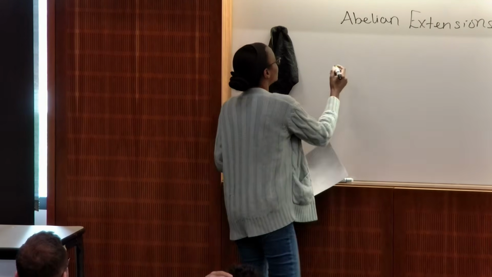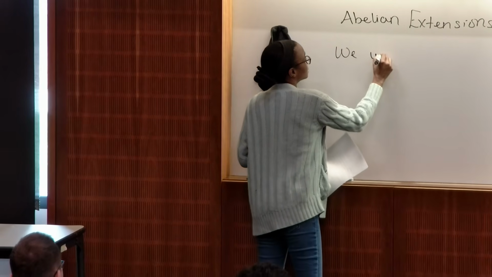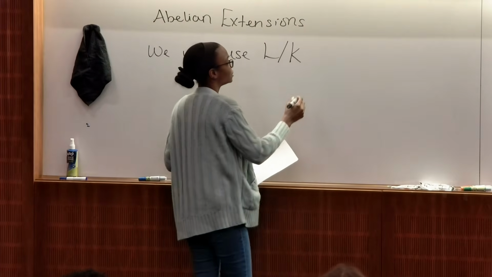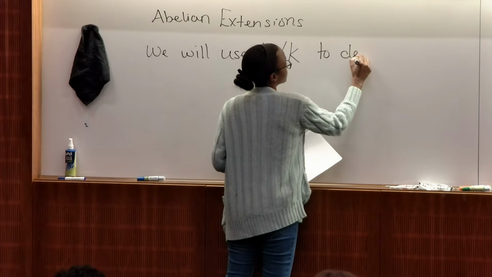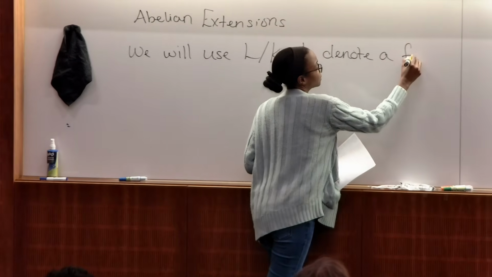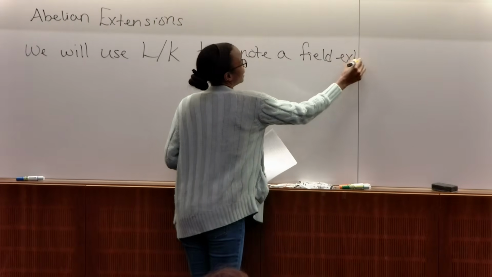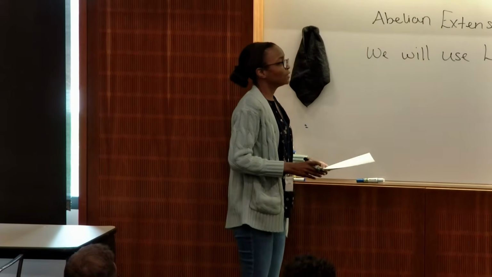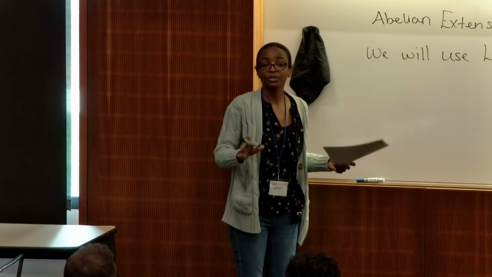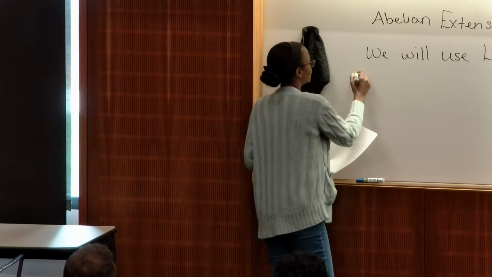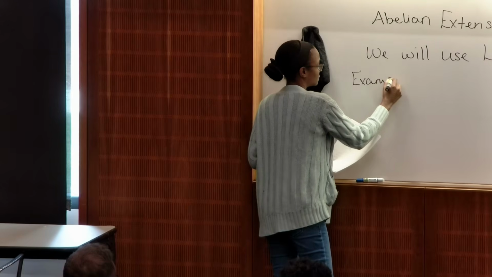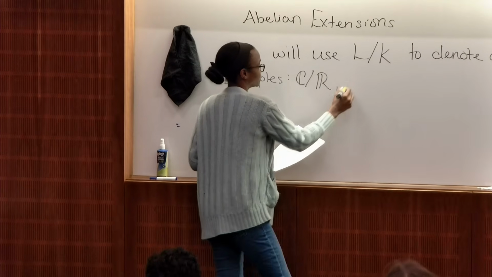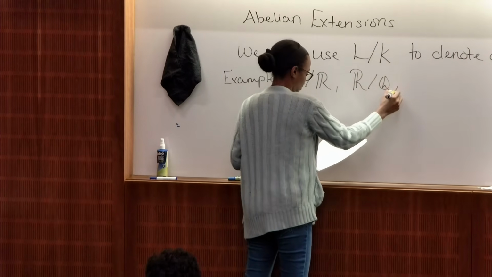Okay, so notation. I'm going to use L over K to denote a field extension. This means that L is a field and K is a subfield of L, and even if you haven't spent much time thinking about field theory, you have seen field extensions before. So examples include the complex numbers over the real numbers over the rational numbers.